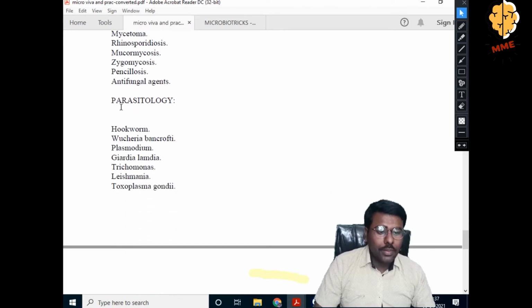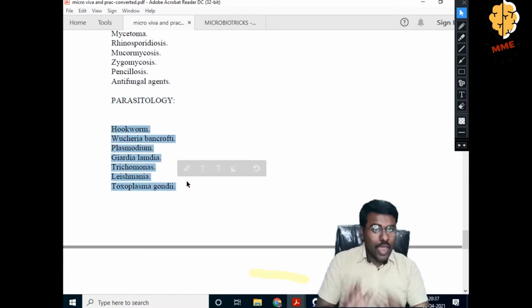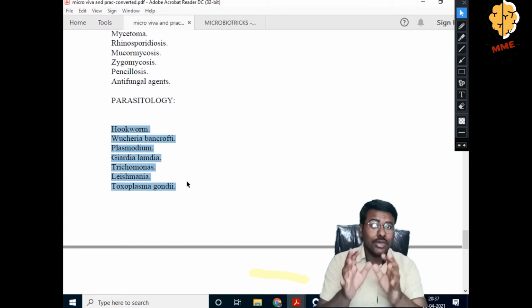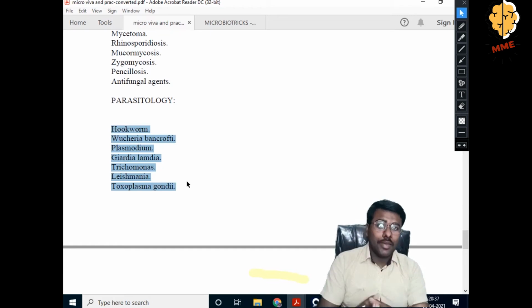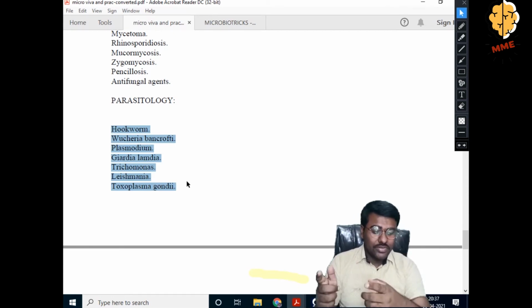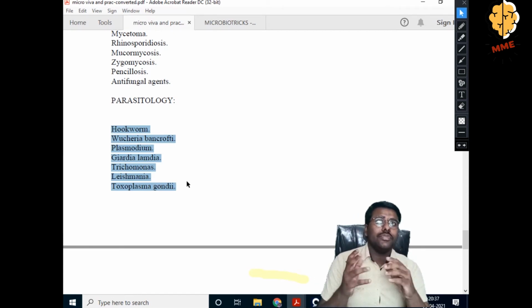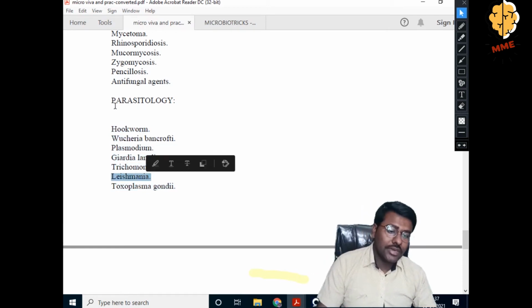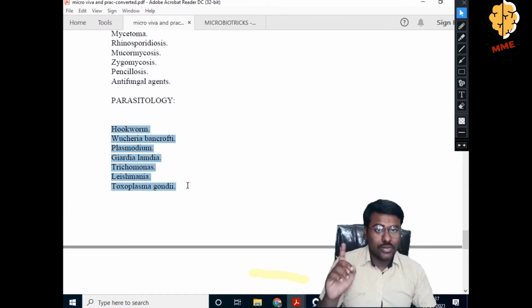Coming to the parasitology, you have to study this, because parasitology is the most commonly asked and favorite topic of the Viva externals and internals. Their life cycles, their infective stage, what is the mode of infections and what are the complications are commonly asked. And how you investigate, lab investigation. So please study all of this.